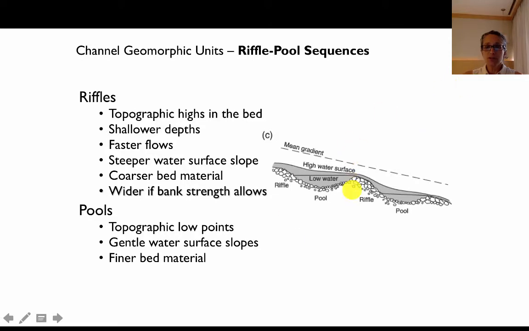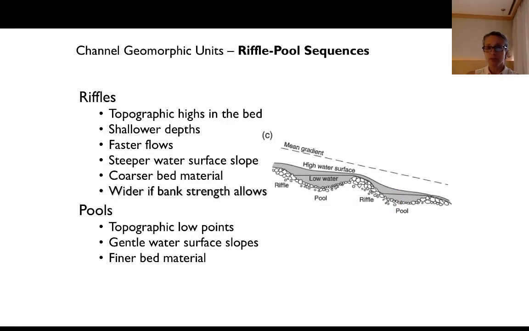So the riffles tend to be topographic highs in the beds. You have shallow flow depth, higher velocity, steeper slope, and coarser bed material. If you have erodible banks, they often will be wider. In the pool, we typically have a topographic low. So here's our bed elevation here. The water surface slope is flatter, and the bed material is finer.